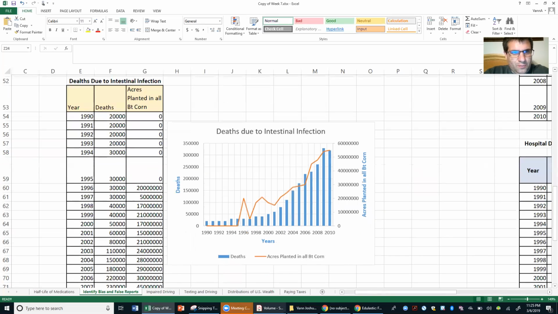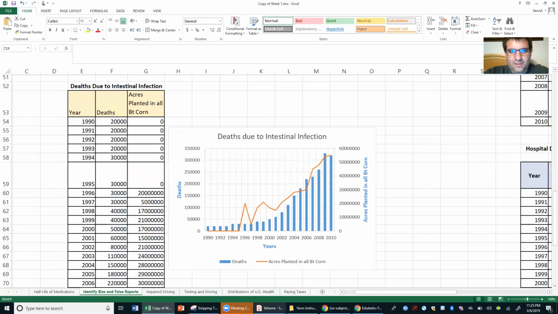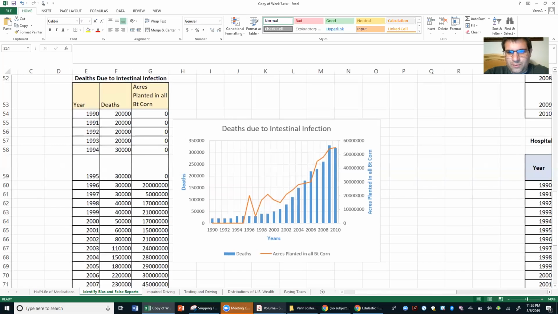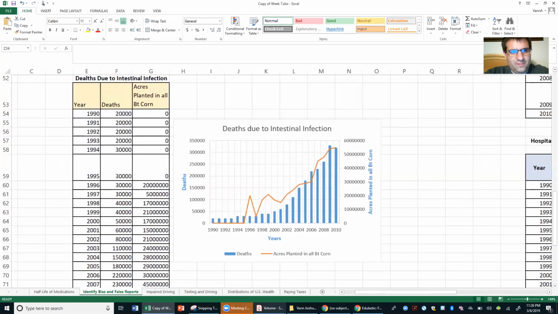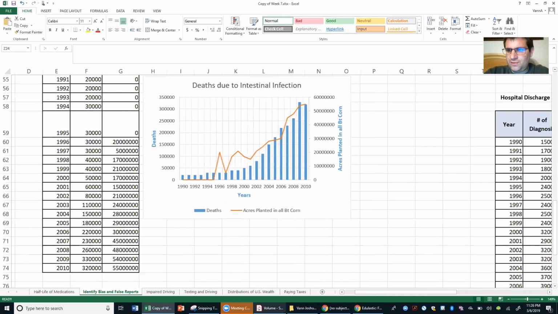And then we compared the deaths due to intestinal infections, and we used a bar chart for this. And we looked at the years and then the amount of deaths, and then how many acres of corn were grown in each of the given years.